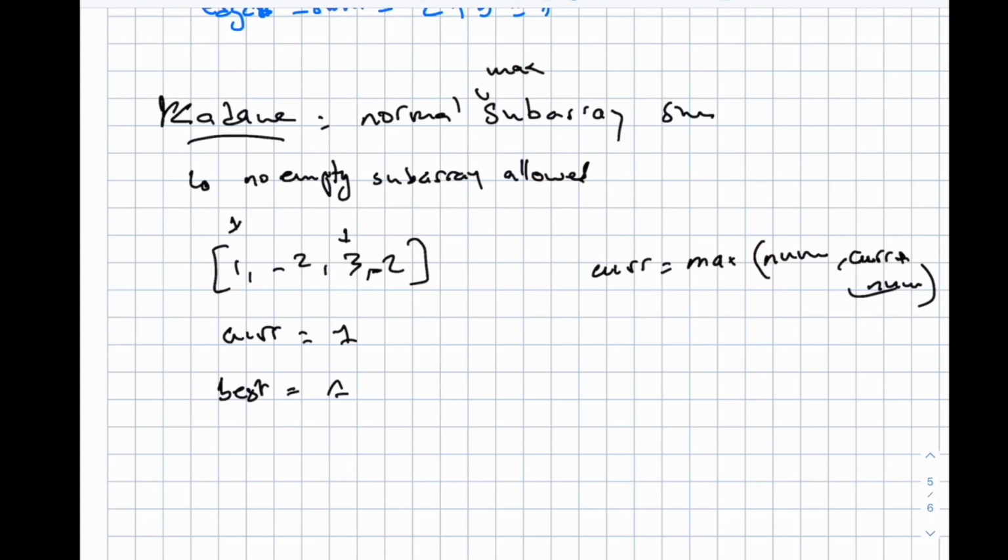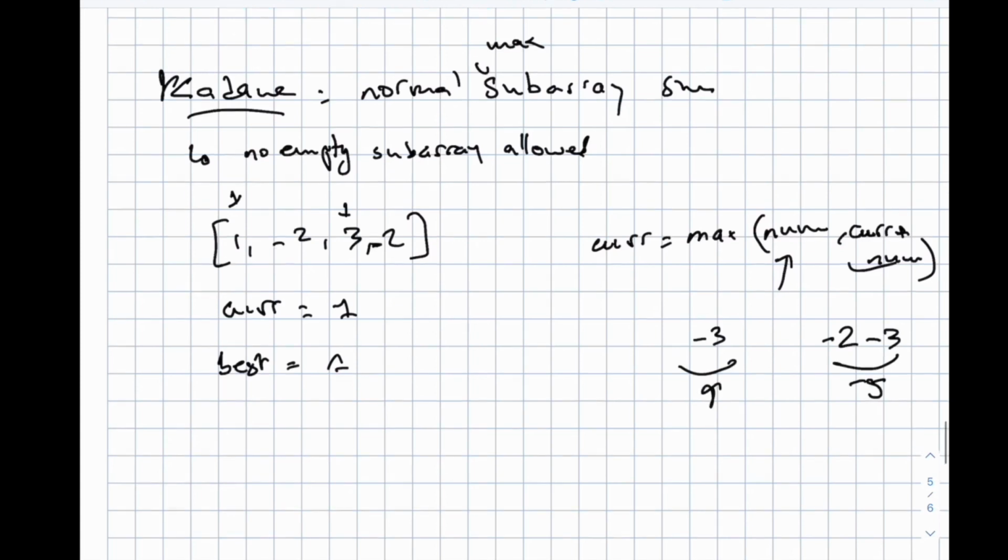So in what case is it better to take the number? Let's say the number was minus 3 and the current sum was minus 2. If the current sum was minus 2, then minus 2 plus minus 3 is minus 5, so it's better to take minus 3.